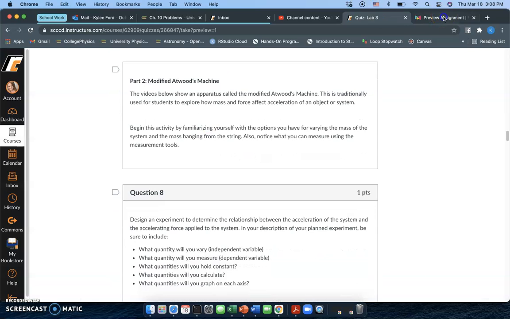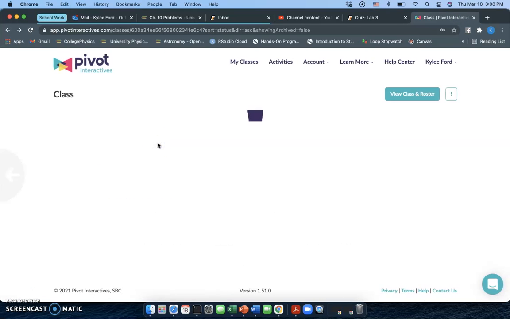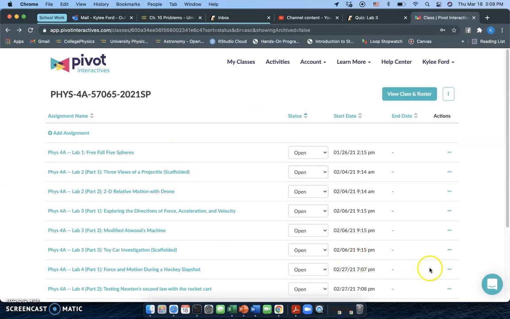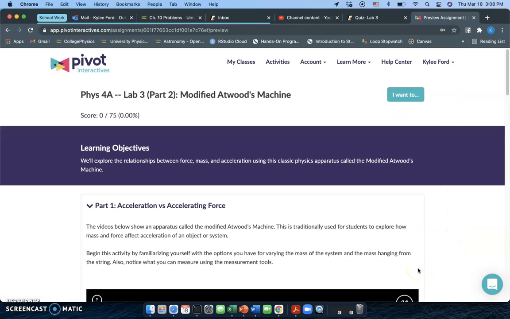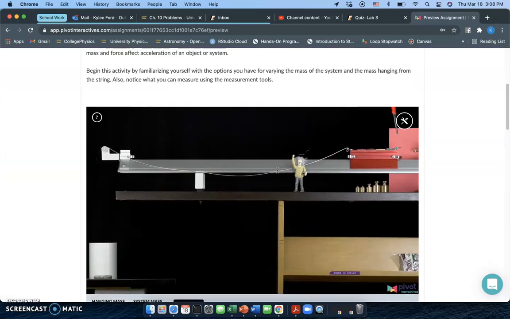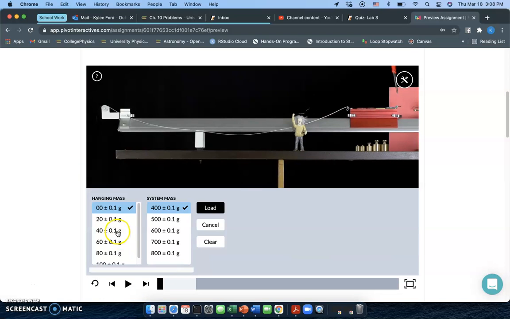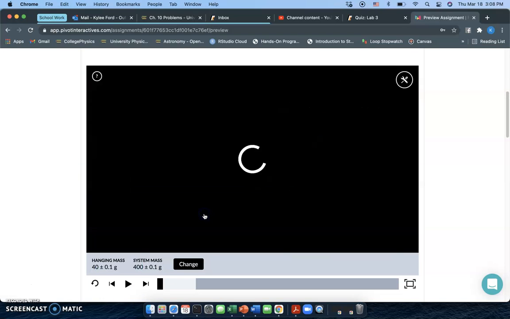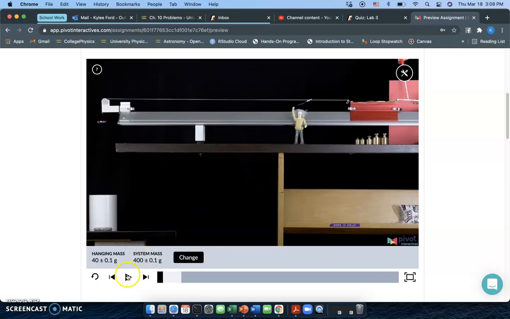Then we go to part 2. So let's go ahead and go to part 2 in our lab. This is lab 3, part 2, and we're looking at a modified Atwood's machine. Let me go ahead and show you, just clicking a random one as an example, and press play to show you what's going on here.